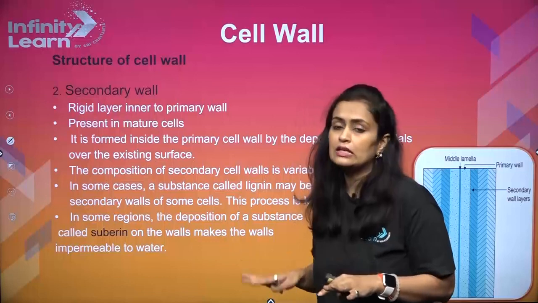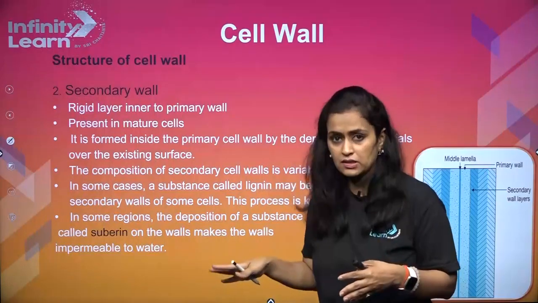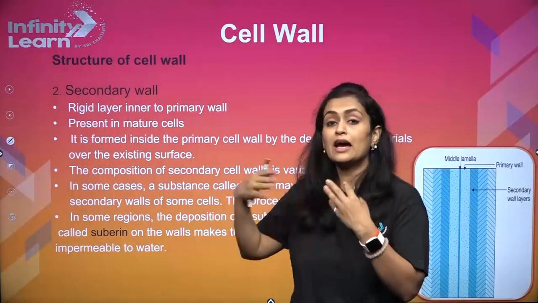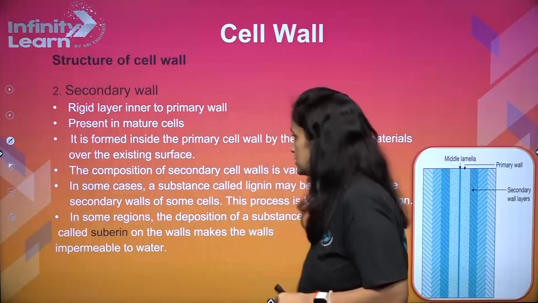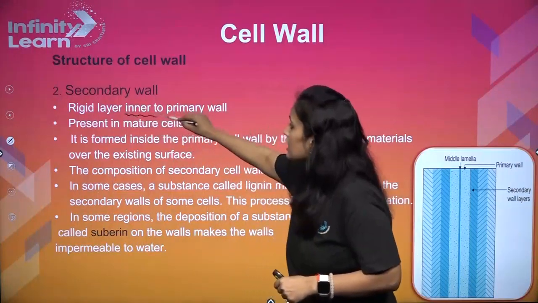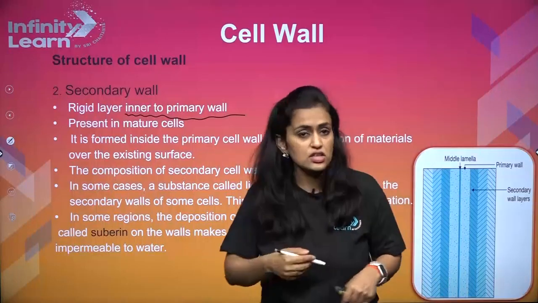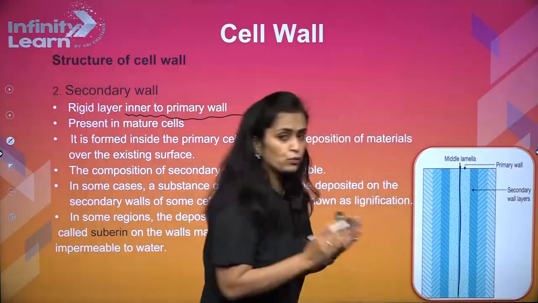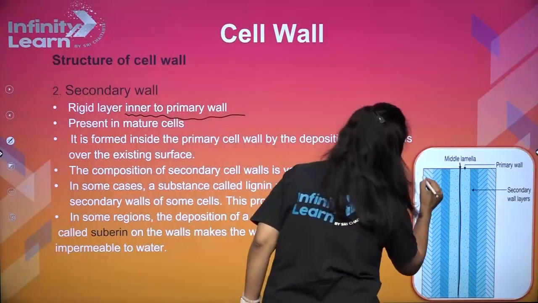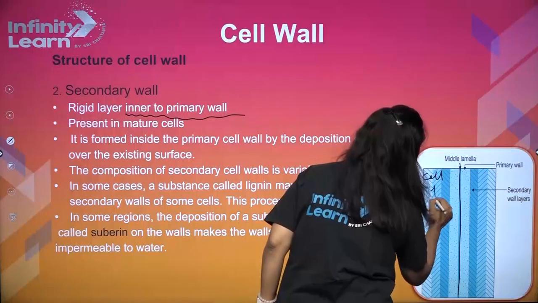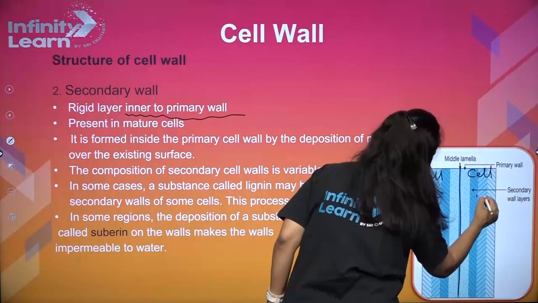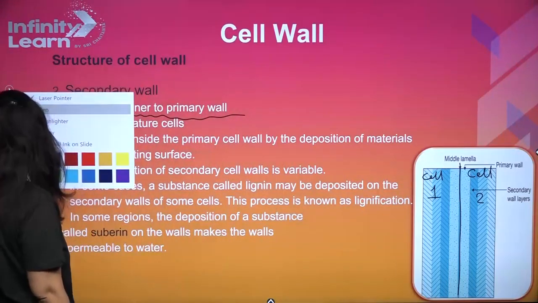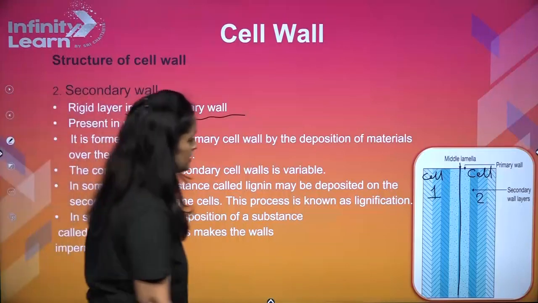It is rather seen in the mature cells. The same primary cell wall gets deposition of material and then it can be converted into secondary cell wall. How? Let's see. It is a rigid layer inner to the primary cell wall. It starts from the primary cell wall itself. Can you see? This is the middle lamella, the gap between two cells. This is cell 1, the cell wall of cell 1, and this is cell 2. In between there is a gap, and that gap is the middle lamella.